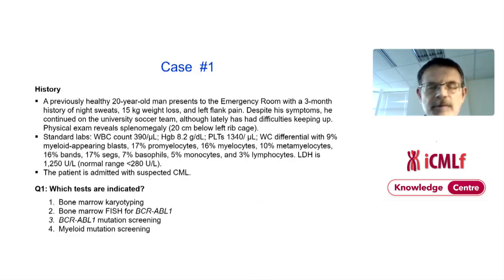So let's end with a few cases. Case number one is a previously healthy 20-year-old who goes to the emergency room because he has night sweats, weight loss and left flank pain. He's really healthy, he's continued to play soccer, and then physical exam shows a big spleen.